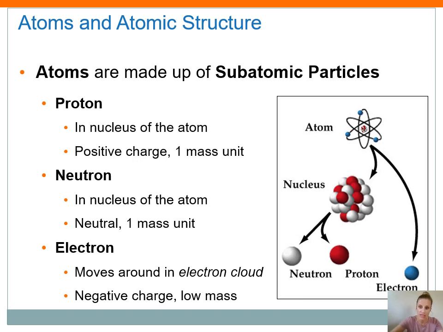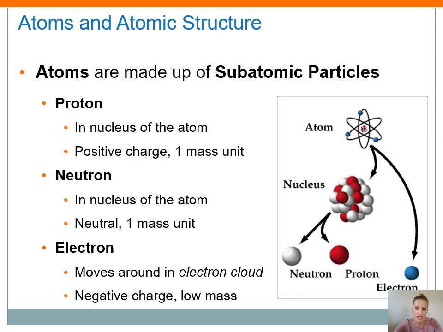So the nucleus, the core of the atom, houses protons, and then you'll also see that there are neutrons in the nucleus as well. Looking at this picture, you can see the nucleus is made up of these little red dots and the white dots. Those are protons and neutrons. So protons and neutrons are in the nucleus of the atom.